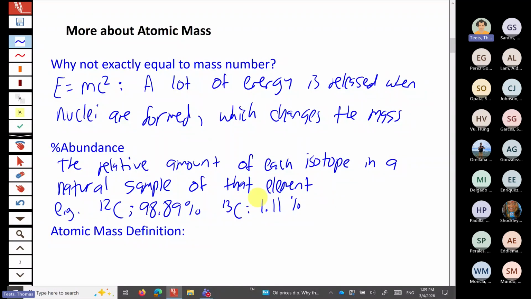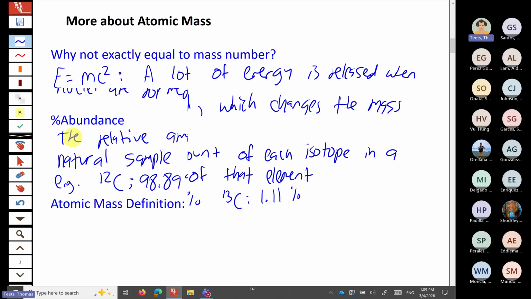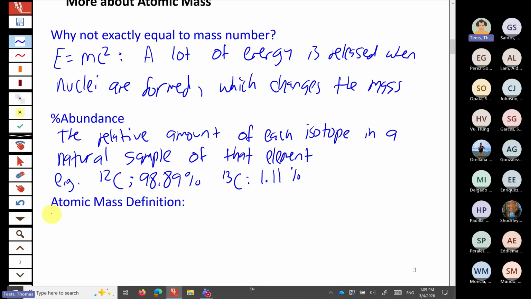So then when you're defining the atomic mass of carbon, you need to consider that both isotopes are present and that they're present in different amounts. So the atomic mass of an element, not an individual isotope, would be a weighted average of all the isotope masses.